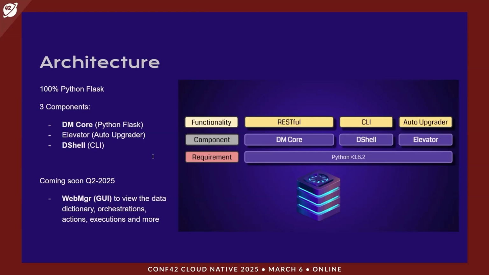About the architecture, we have one repository in GitHub that contains all these three components at the moment. DM core is a Python Flask app. It enables the RESTful API. The elevator upgrades when there is another new version inside the network. Then it spreads the new version to the others, if of course you configure it as such. This shell is a command line interface that translates all your commands into RESTful API calls to interact with the DM core. And we have a plan for adding the web manager, a graphical user interface, to view the metadata that is in the distributed database that we implement.